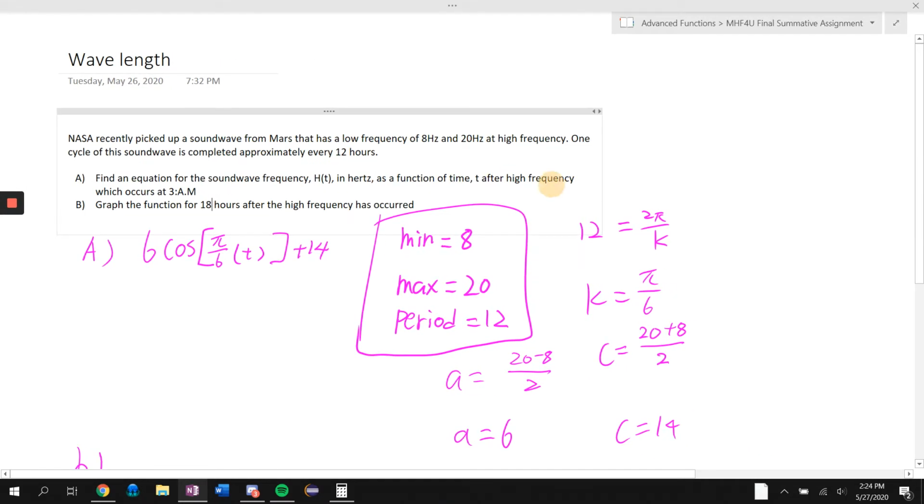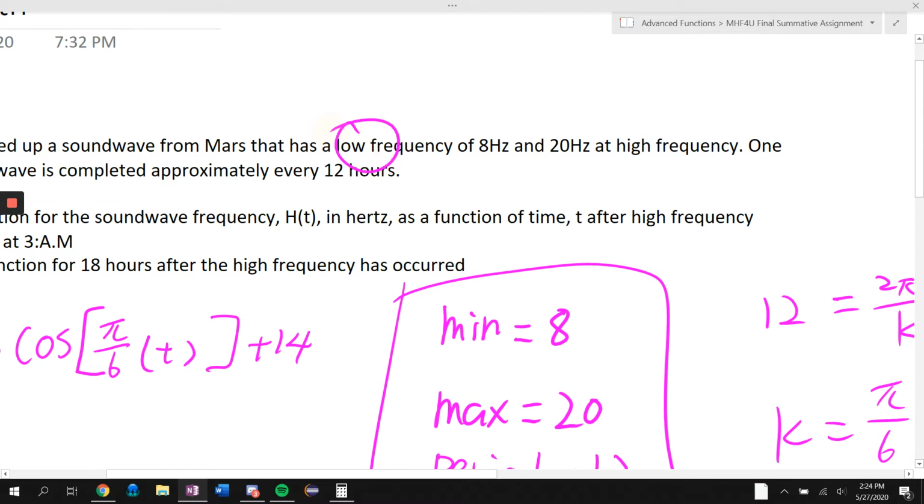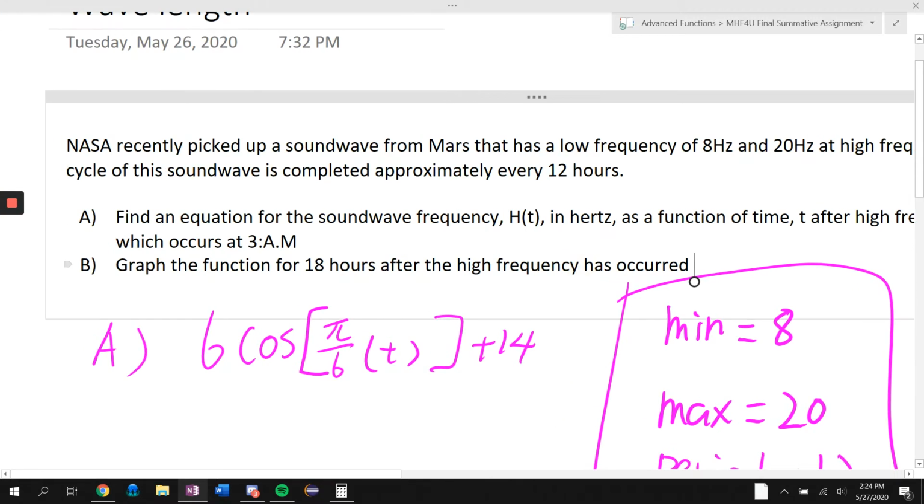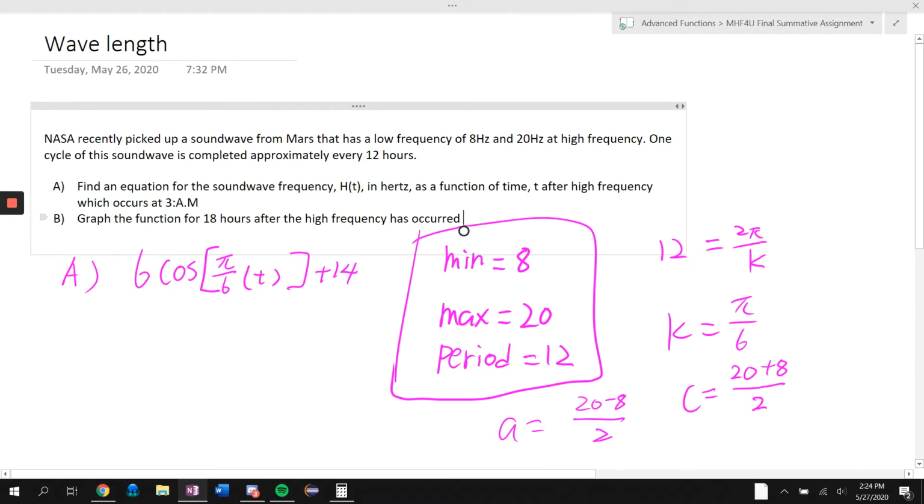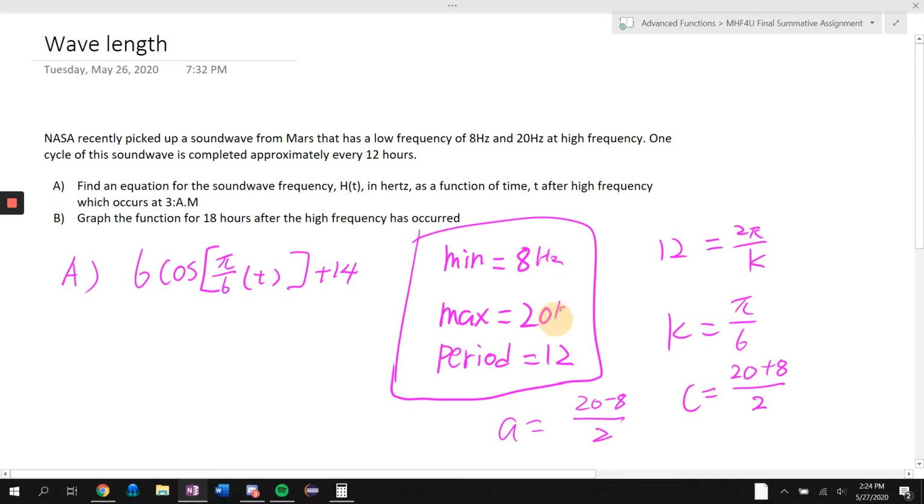But anyways, from this sentence right here, we can see that the low frequency is 8 hertz and the high frequency is 20 hertz, which means that we can find the minimum and maximum value from that. So the minimum value is going to be 8 hertz, and our maximum value is going to be 20 hertz, right? Simple. And now we know that one cycle of the sound wave is completed approximately every 12 hours. Okay, so what does that mean? Well, that means the period is going to be 12 because the cycle of the sound wave is completed every 12 hours, right? A full cycle.